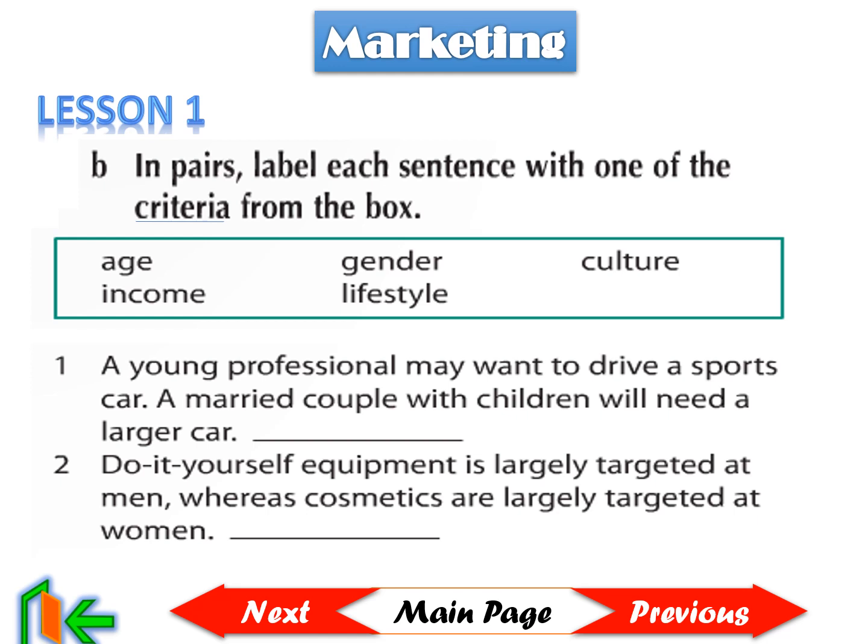The first one: a young professional may want to drive a sports car. A married couple with children will need a larger car. This refers to what? Okay, try to guess. So here, a young professional is a person who is young, and he wants to drive a sports car. But someone who is married and has children will need a larger car. This describes what? Age, gender, culture, income, or lifestyle. Of course, the answer is lifestyle.